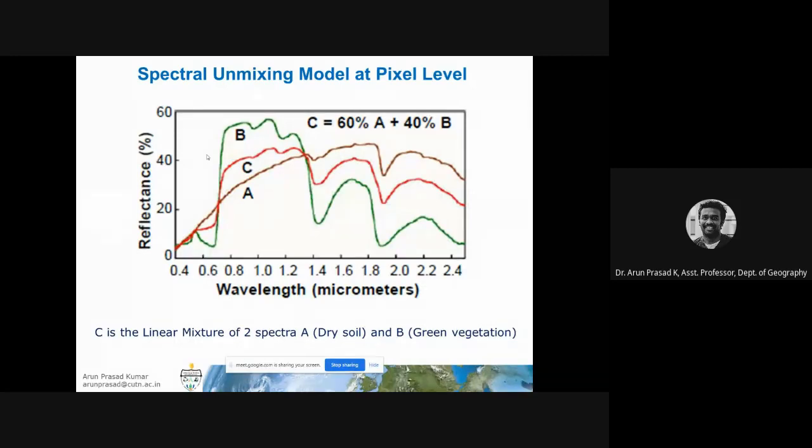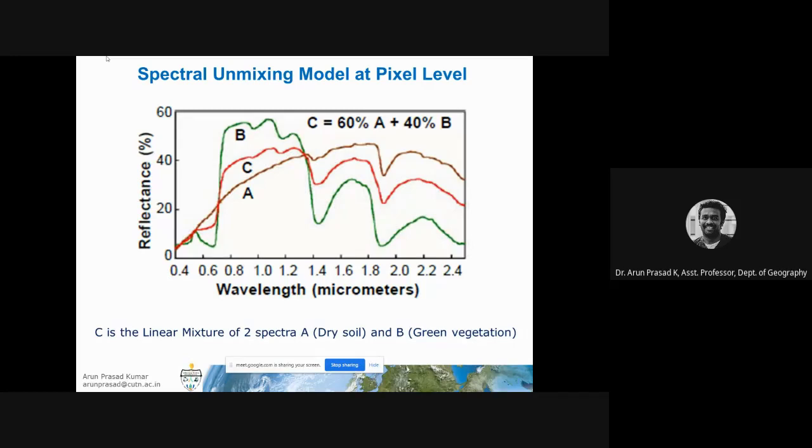If you take one pixel, 30 meter by 30 meter, within that we have one small pond, one house, and some grass. So that one pixel is the combination of water, house and grass. So we need to label that pixel into any one of these three classes. So how can we label that? That can be done using a spectral unmixing model.